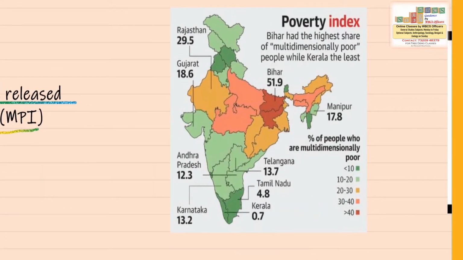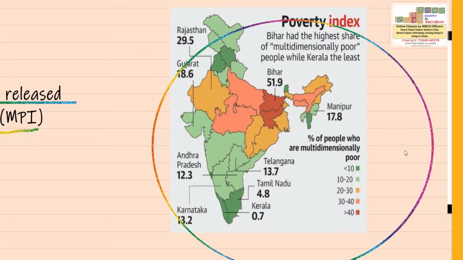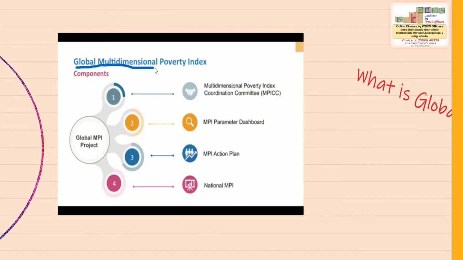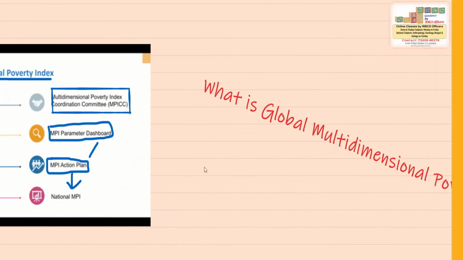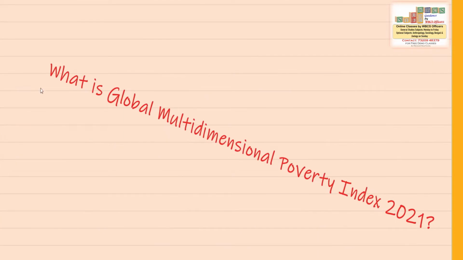This is the overall scenario of the poverty index, where you can see the parameters and the performance of the various states. This is the Global Multidimensional Poverty Index. This is brought by the Multidimensional Poverty Index Coordination Committee, which sets up the parameters, and this MPI parameter dashboard is prepared accordingly. The MPI action plan is further strengthened based on this dashboard, and the national MPI for each respective country is formulated. Now let's look at what the Global Multidimensional Poverty Index is in detail.